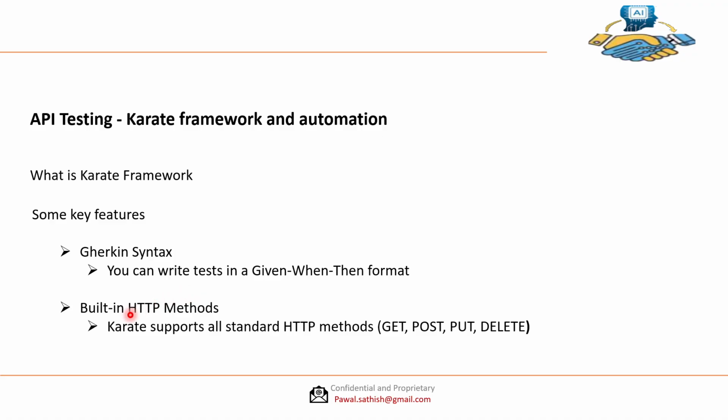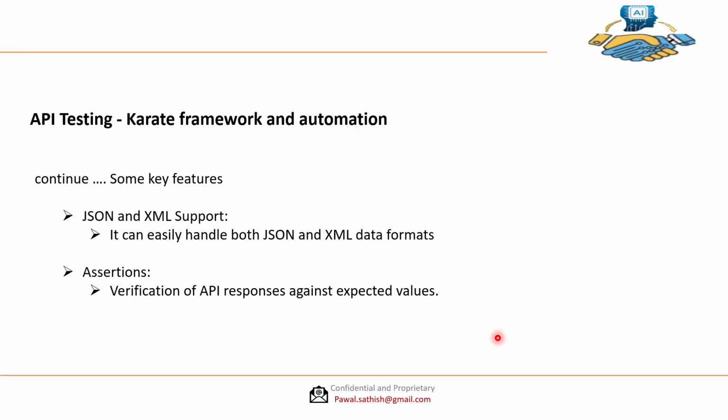Then Karate Framework also supports all standard methods like get, post, put, and delete. Basically we usually use the get, post, and delete methods. Karate Framework also supports JSON and XML data formats. We'll see how we can provide the JSON format in Karate Framework, and also we can put in assertions. Assertions are basically used for the verification of API responses against the expected values.